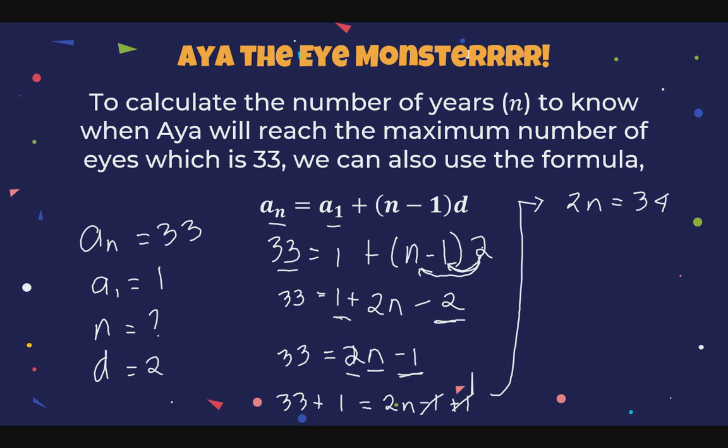So since we successfully eliminated negative 1, now let's eliminate 2 by dividing both sides by 2 to reduce it to 1 or just n. So n is equal to 17. So what does 17 stand for? Or what does 17 say about our problem? So Aya will have 33 eyes on his 17th year.